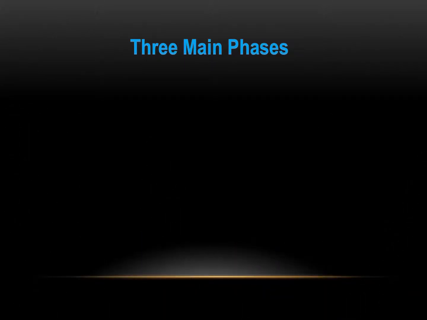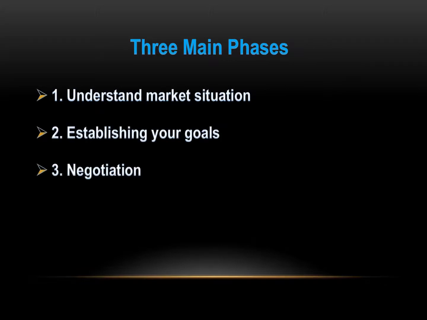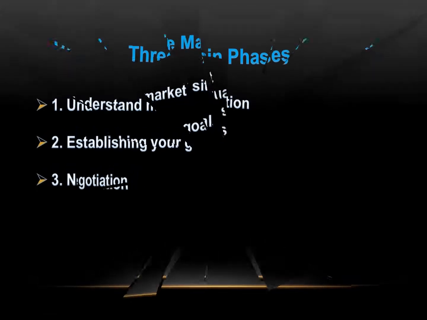Basically, negotiating a mortgage boils down to three main phases. First is to fully understand the current market situation. Second, establish your goals, and third, the actual negotiation with the lender. Phase 1. Understand the market.